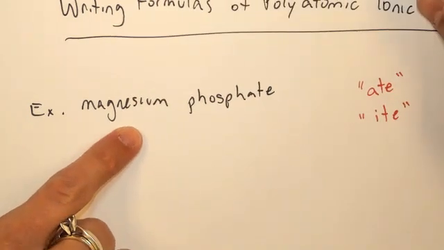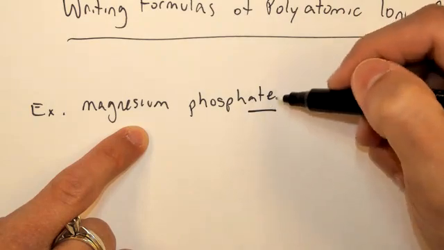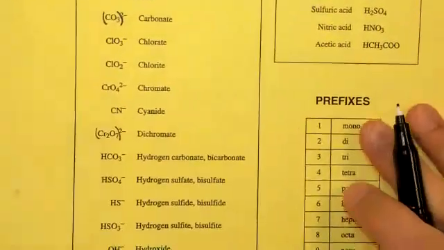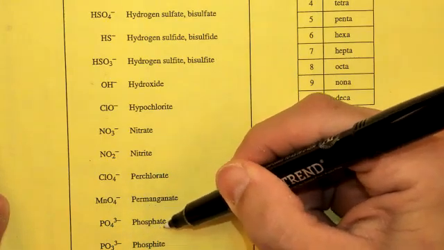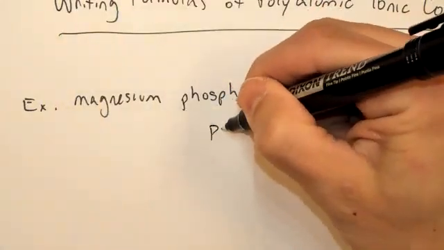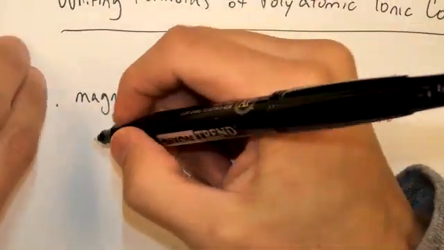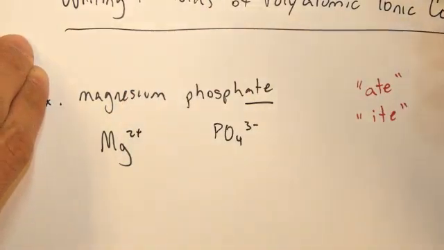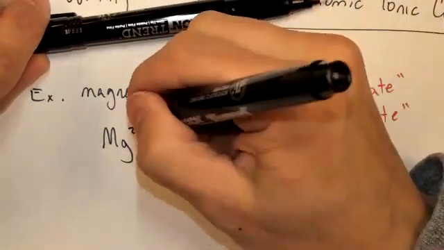So in this particular example of magnesium phosphate, the ATE ending would tell me that I need to look at my polyatomic chart. So phosphate, if we look at our chart, is PO4 with a 3- charge. So I'm going to write that down. Magnesium, this just comes from the front of our periodic table. Magnesium has a 2+ charge. Remember, these charges need to be in balance in order to combine properly.